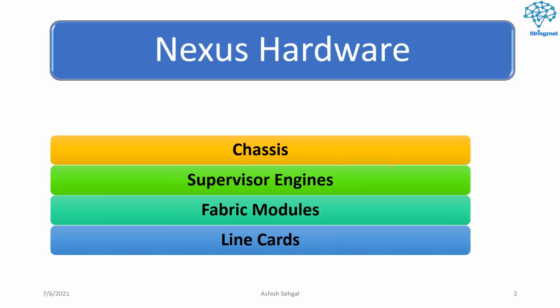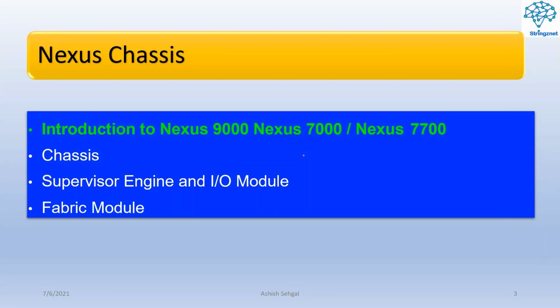All right. So we will start our Nexus hardware, and this Nexus hardware we are going to discuss with regards to Nexus 9K and with regards to Nexus 7K, because these are the Nexus switches which have a chassis, which come along with supervisor engine, which comes along with something beautiful called a fabric module and the line cards. Nexus 9K and 7K do have these components, but of course with different models. So we will be taking a look at the chassis, supervisor engine, fabric modules and line card.